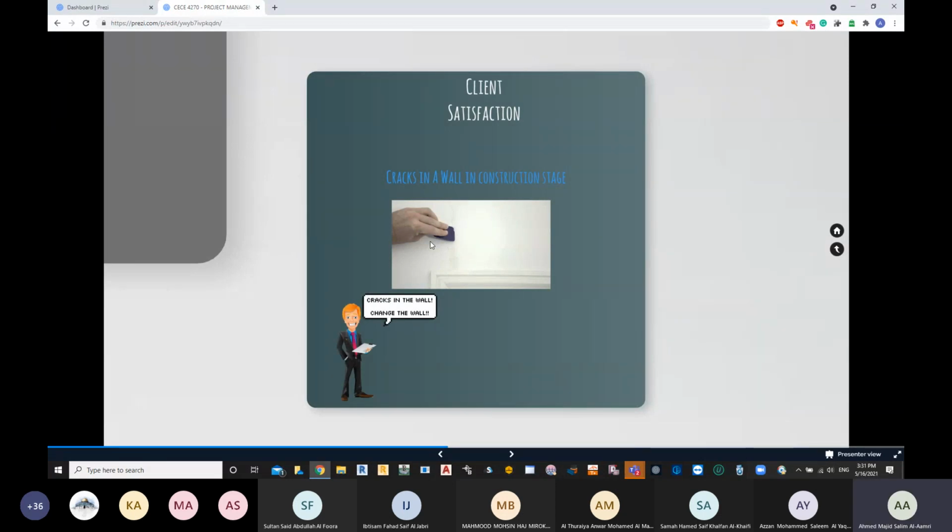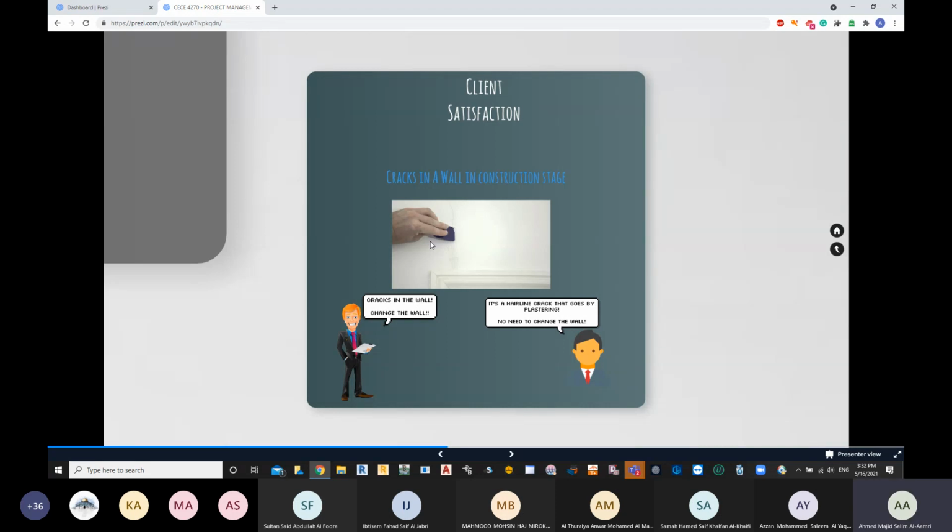The owner came to you. He said, there are cracks in the wall, so you need to change the wall. Now you have told him that a small crack, we call it a hairline crack. Okay, so that's a hairline crack. It can go by plastering only. It can be covered up. No need to change the wall. Once again, it's going to be very hard for you to satisfy the client. He will tell you that they have paid a lot of money for this building, he does not know that this is a small crack. He knows that you have caused this building to have a crack.